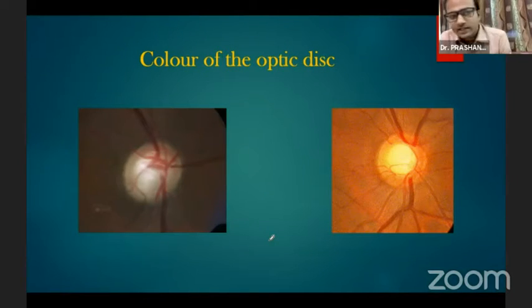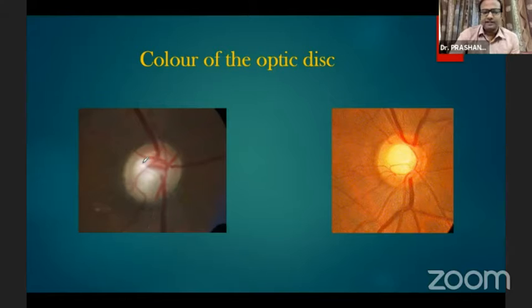Next point to note is the color of the optic disc. Color is very important in evaluation of the optic nerve head, because color will give you a guide to different diseases. If you see a pallor like this in the optic disc, which is very significant, you should think of pathology other than glaucoma. Apart from cupping, you have to see the pallor.